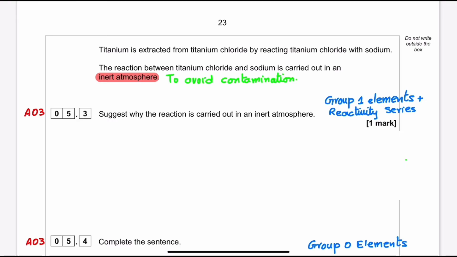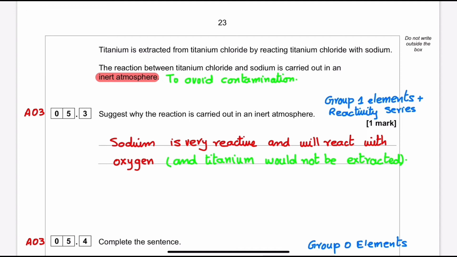Let's see the model answer. Sodium is very reactive and will react with oxygen, and titanium would not be extracted. As a result of that, the process or the reaction will be contaminated.